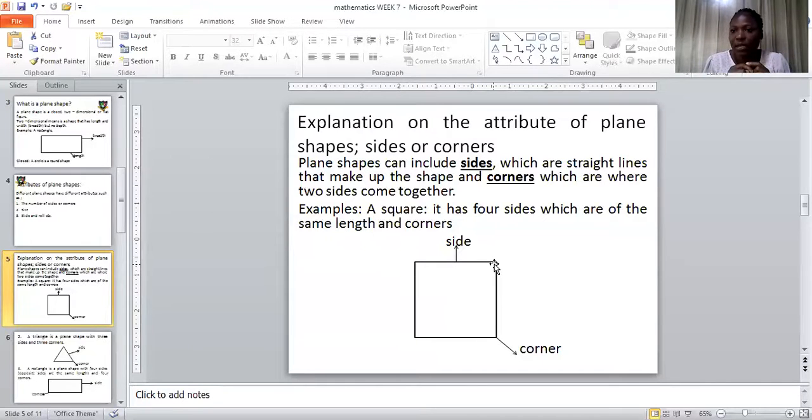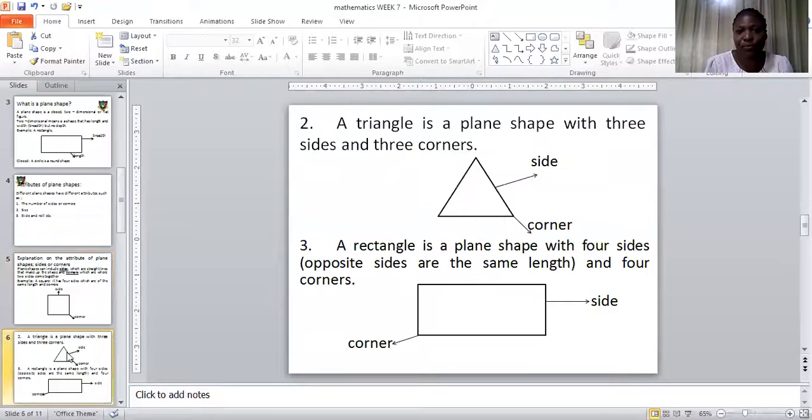So to know if a shape is a plane shape, you watch out for the number of sides and corners. As this shape is, it is a plane shape, a two-dimensional, flat shape. Now, let's look at another shape, a triangle. A triangle is a plane shape with 3 sides and 3 corners. Can we watch out for the sides? A side is a straight line.